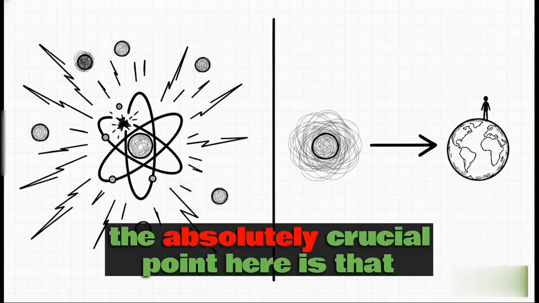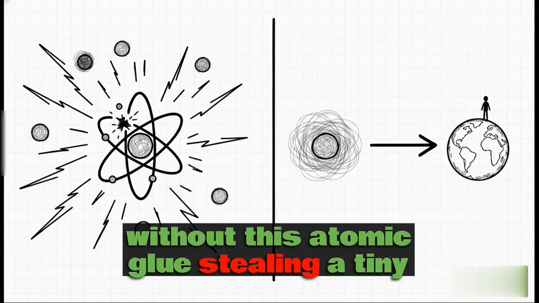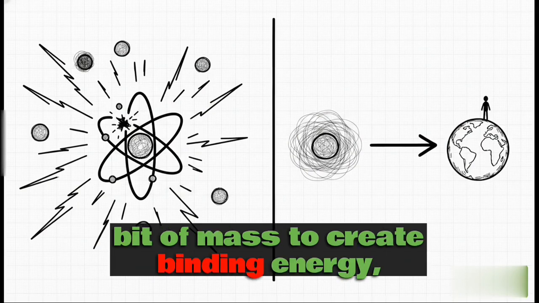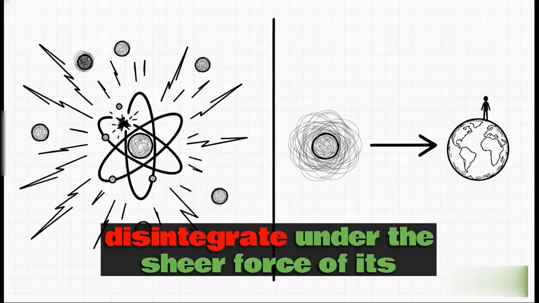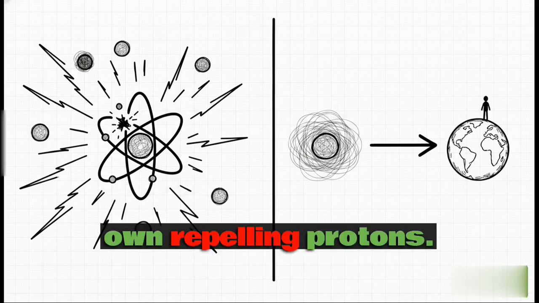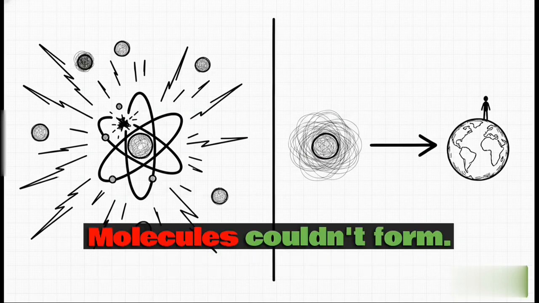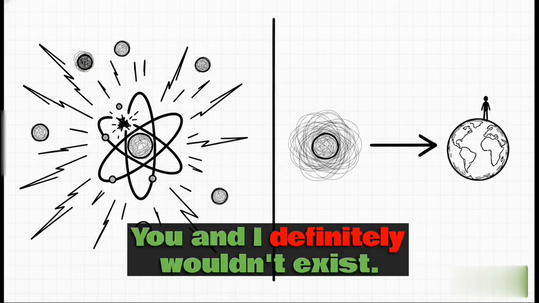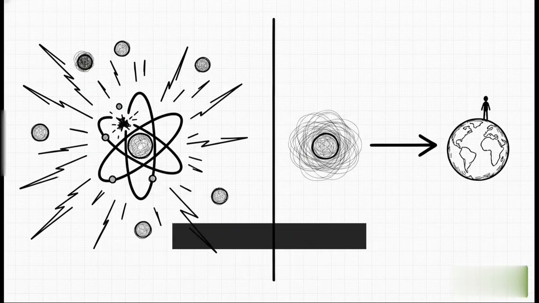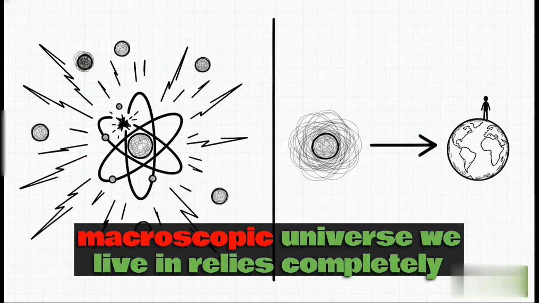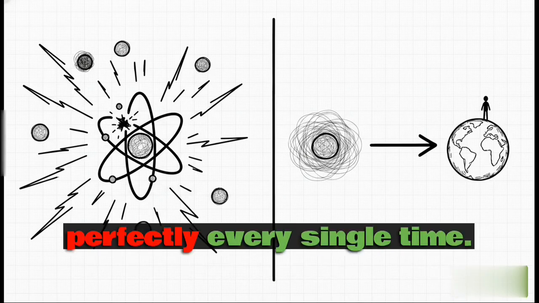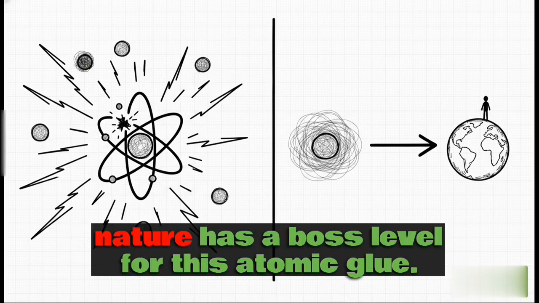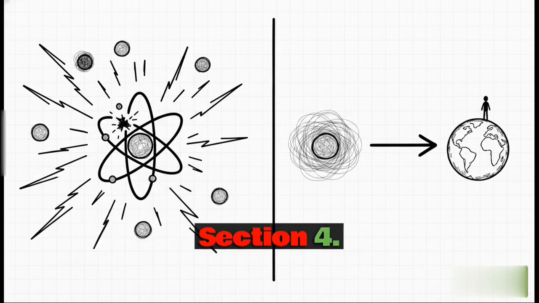So, the absolutely crucial point here is that without this atomic glue stealing a tiny bit of mass to create binding energy, atoms would just literally fly apart. The nucleus would completely disintegrate under the sheer force of its own repelling protons. Molecules couldn't form, planets couldn't form, you and I definitely wouldn't exist. The massive macroscopic universe we live in relies completely on this microscopic math trick working perfectly every single time. But, as it turns out, nature has a boss level for this atomic glue.